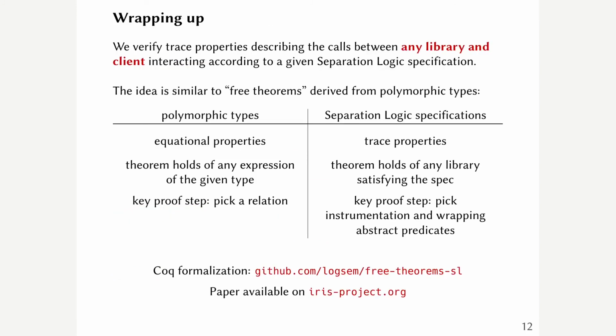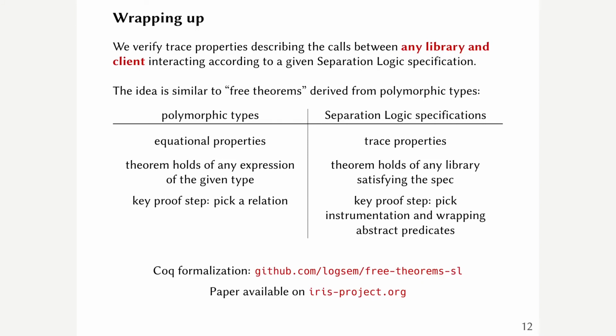To wrap up, I showed in this presentation how we can formally obtain three theorems about the calls between a library and a client, given a separation logic specification describing the interface between the two. We can even draw a comparison with how free theorems are obtained from polymorphic types. Where types give us equational properties, we get trace properties. For types, the theorem is free in the sense that it holds of any expression of the type. For us, it holds of any library satisfying the specification.